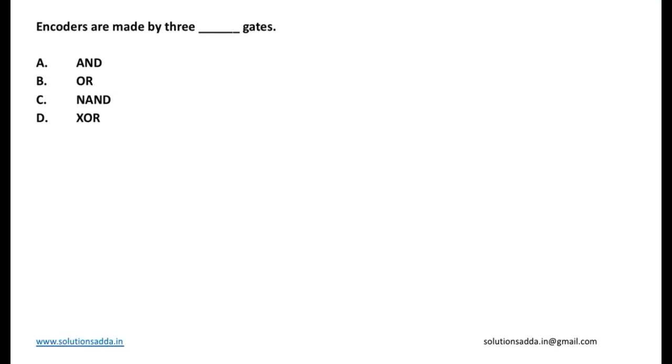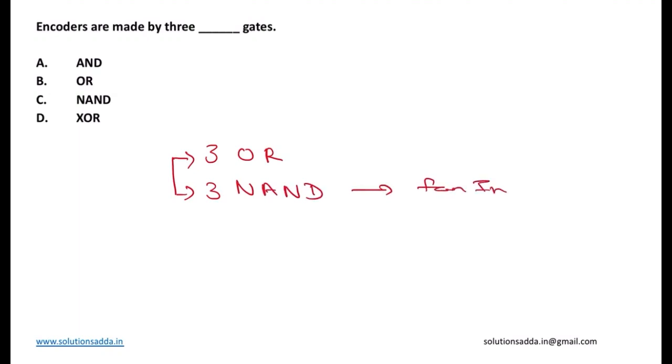This is a question from digital logic. Encoders are made by 3 dash gates. Options are AND, OR, NAND or XOR. So encoders are made by 3 OR gates. Also the encoders can be made using 3 NAND gates. Why so? Because here the fan-in and the size of the encoder is not mentioned.